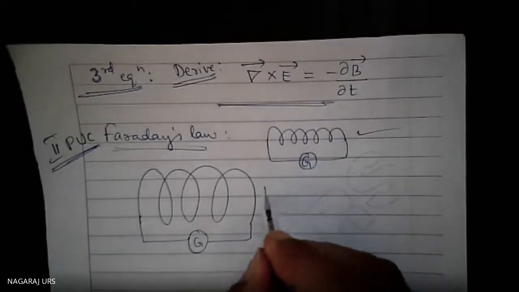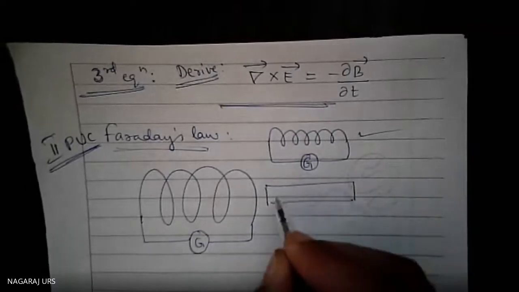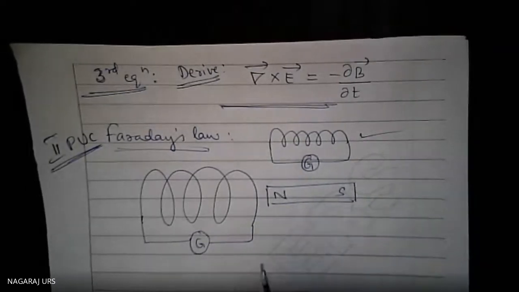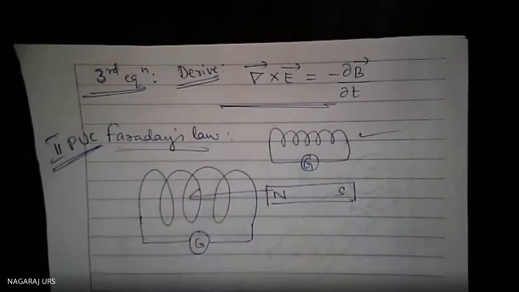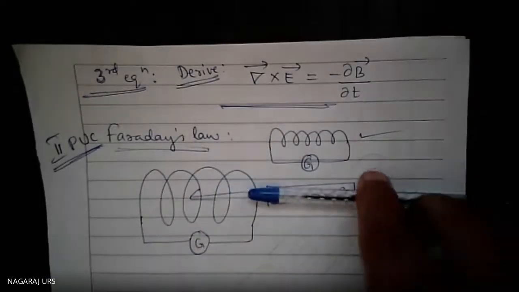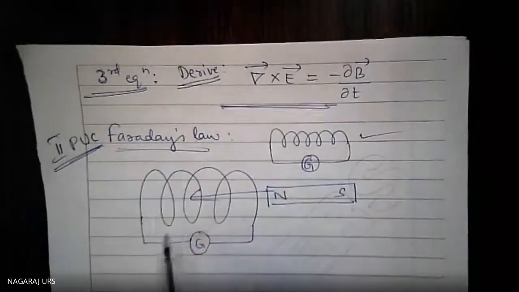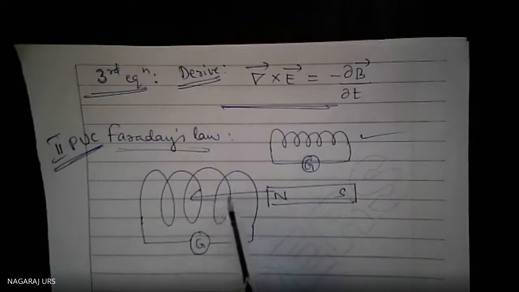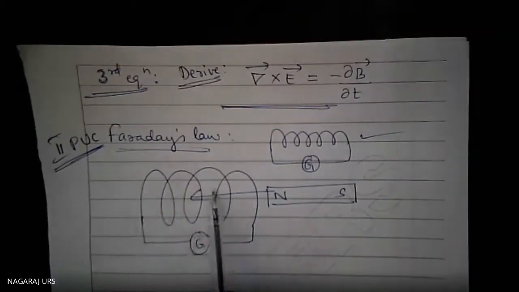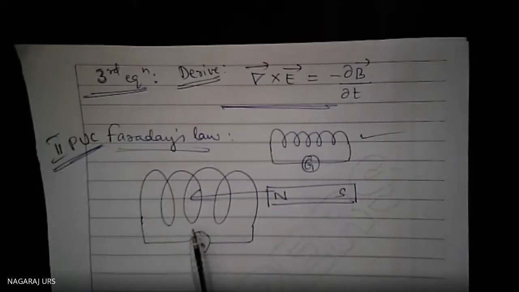If you are introducing a magnet here, these are the North Pole and South Pole. As you are introducing the magnet like this, with respect to this coil, there is a change in the magnetic flux. Due to that, there is an induced EMF and an induced current here. Therefore, the galvanometer shows a one-side deflection.